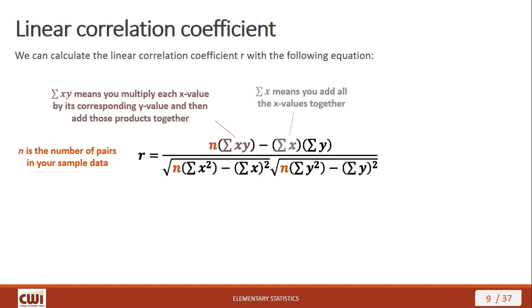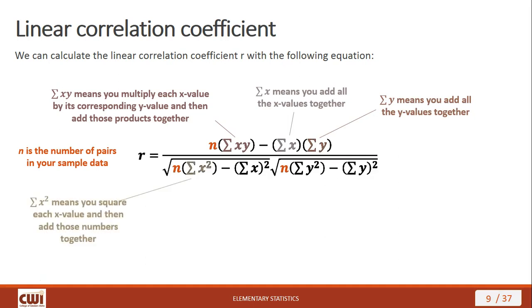The sum of the x's means you take all the x values and add them together. The sum of the y means you add all the y values together. The sum of the x squared means you square each x value and then add all of those squared numbers together. The sum of the x quantity squared means you add all the x's together and then square that number.